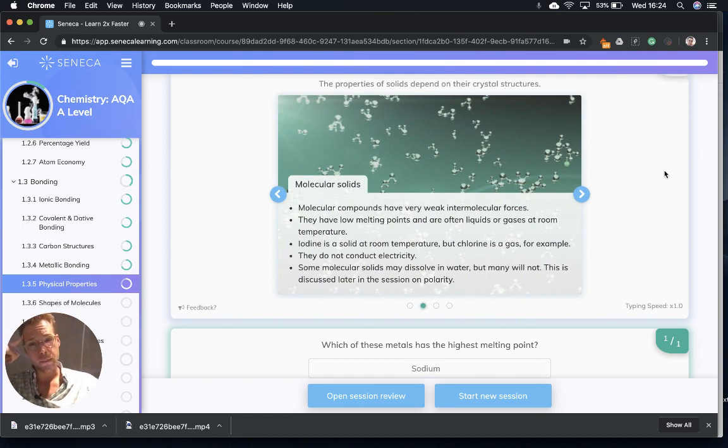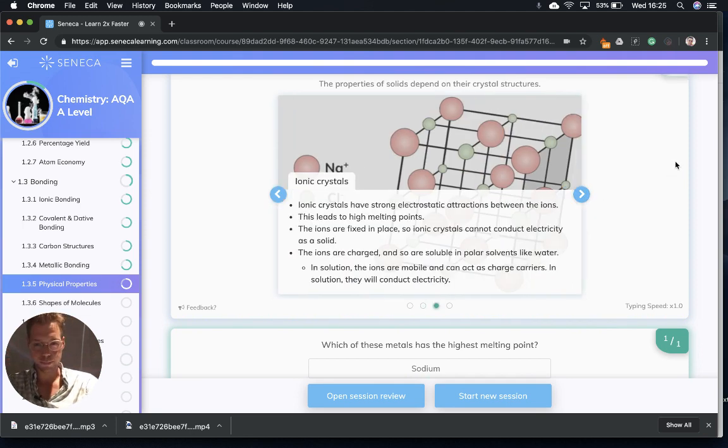Okay, now we're going to talk about molecular solids. Molecular compounds have very weak intermolecular forces, but they're really strong people, so don't look down on them. They have low melting points and are often liquids or gases at room temperature. Iodine is a solid at room temperature, but chlorine is a gas, for example. Chlorine is a gas. He's a riot. They don't conduct electricity. Some molecular solids may dissolve in water, but many will not. This is discussed later in the session on polarity. I love a preview. I hope you're ready. The suspense is killing me.